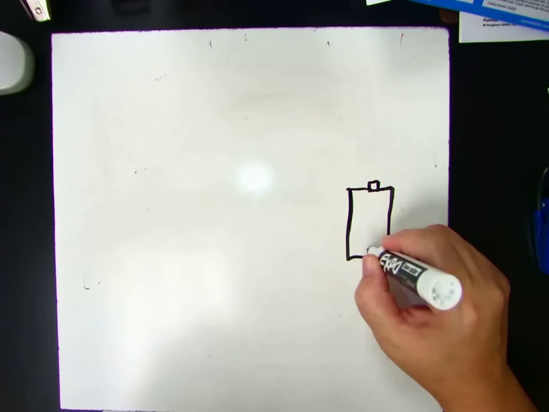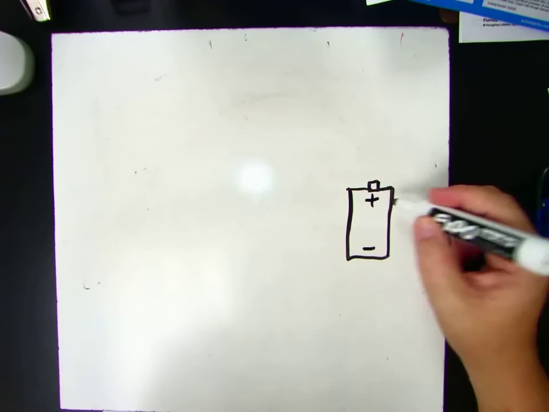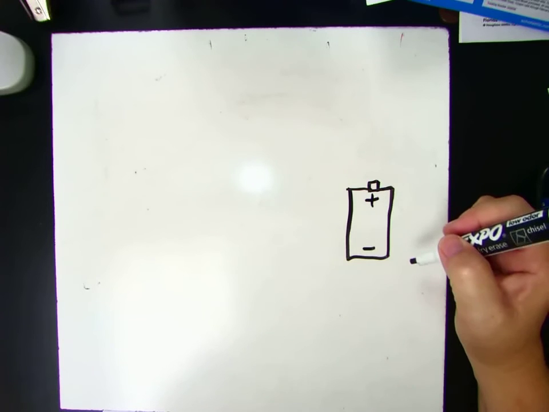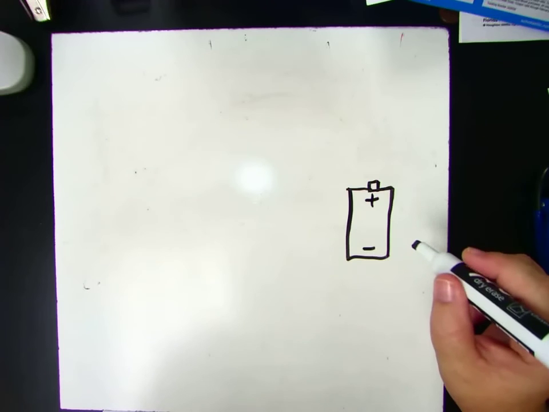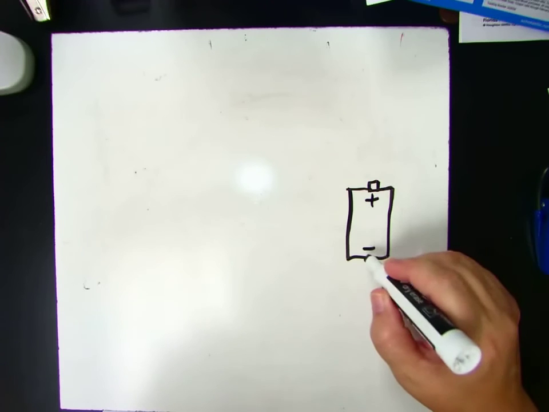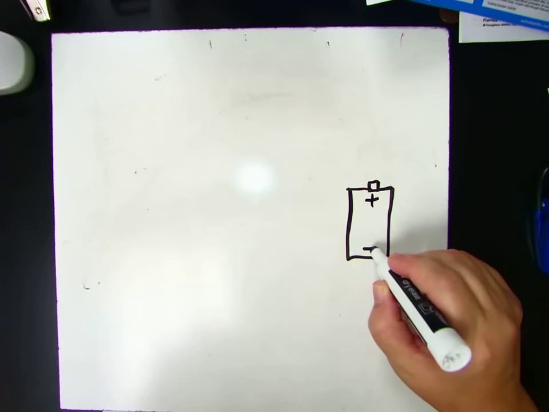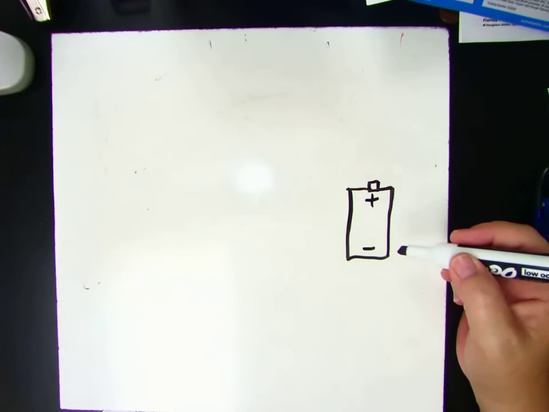Inside of that battery, we have positive and negative charges. And you'll see on a battery that the battery is typically marked plus on one end and minus on the other end. And what happens when we set up a circuit is we're allowing energy to flow from the battery to our light bulb, which is why we set up our circuit like that.